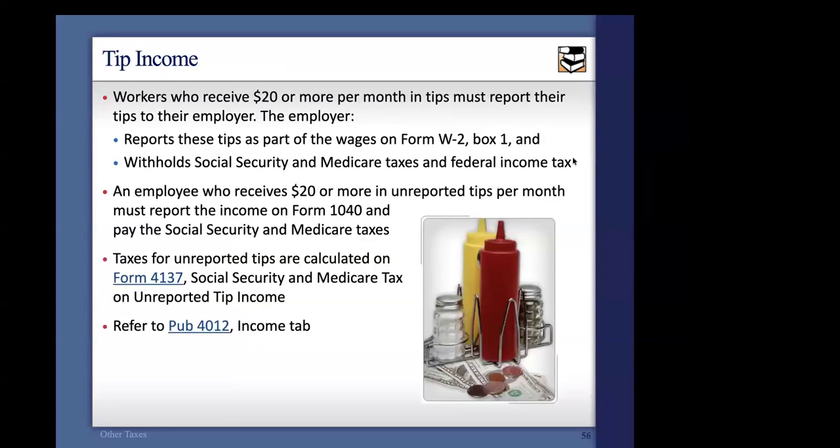Tip income. Workers who receive $20 or more per month in tips must report their tips to their employer. The employer reports these tips as part of the wages on Form W-2 Box 1 and withholds Social Security and Medicare taxes and federal income tax. An employee who receives $20 or more in unreported tips per month must report the income on Form 1040 and pay the Social Security and Medicare taxes. Taxes for unreported tips are calculated on Form 4137, Social Security and Medicare Tax on Unreported Tip Income. It refers you to the Publication 4012 income tab for more information as it relates to that.